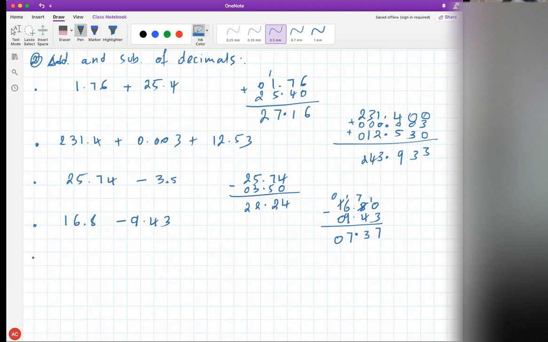All right, so let's move on to reviewing the multiplication and division, which is different from here. It's a different story here. So multiplication and division of decimals.